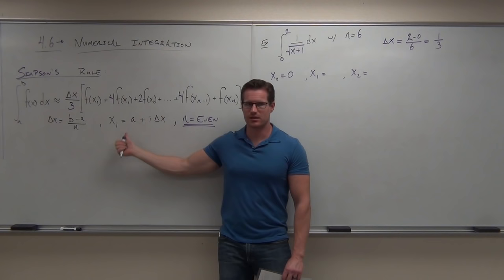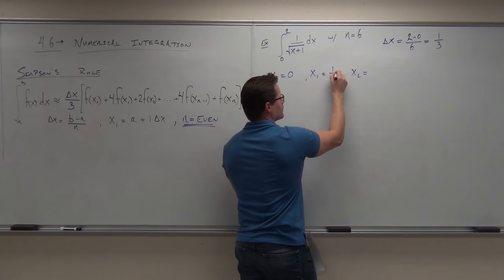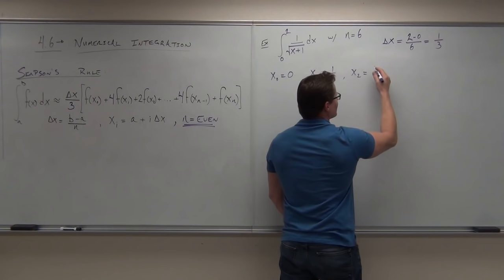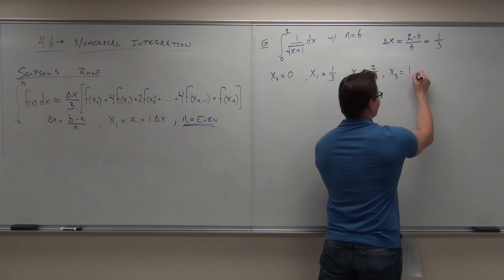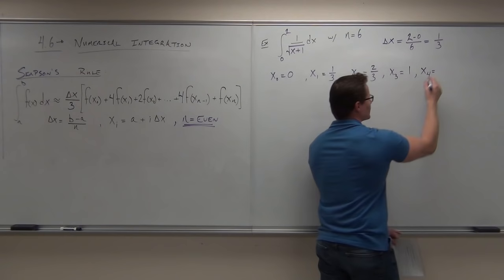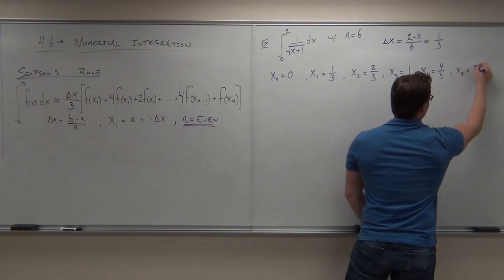So what's 0 plus one-third? One-third. Okay, we do know how to do fractions. So what's one-third plus one-third? Two-thirds. Ah, now we're on a roll. x sub 3: what's two-thirds plus one-third? Three-thirds, one. What's x sub 4? Four-thirds. What's x sub 5? Five-thirds. And what's x sub 6? Six-thirds.